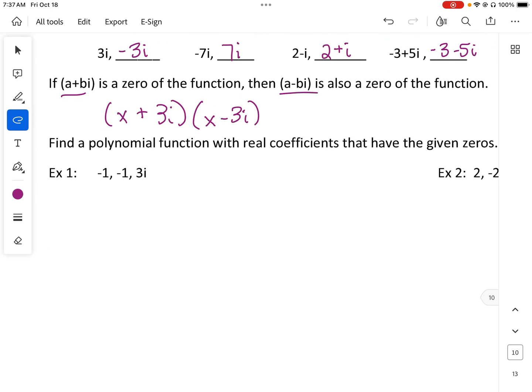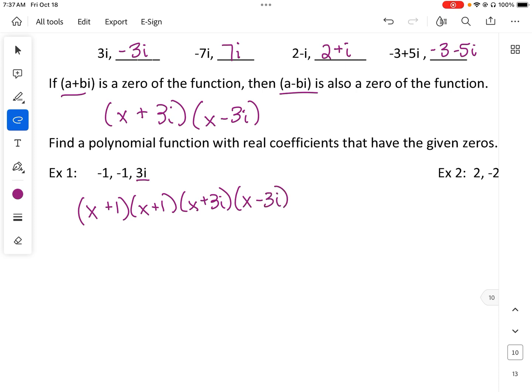So we are going to find a polynomial function with real coefficients that have the given zeros. So negative 1, but it's a double zero, so it's going to be x plus 1 and x plus 1. And then 3i is only listed once, but we know we have to also include the complex conjugate. So we put x plus 3i and x minus 3i. Okay, so this is the factored form.